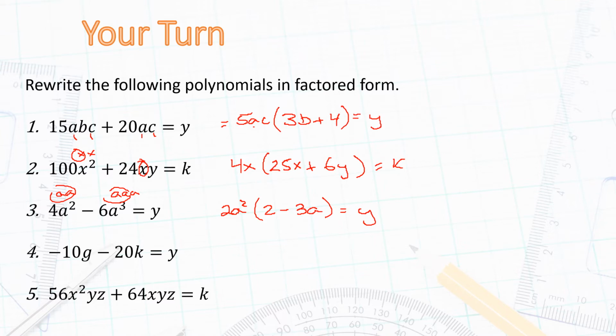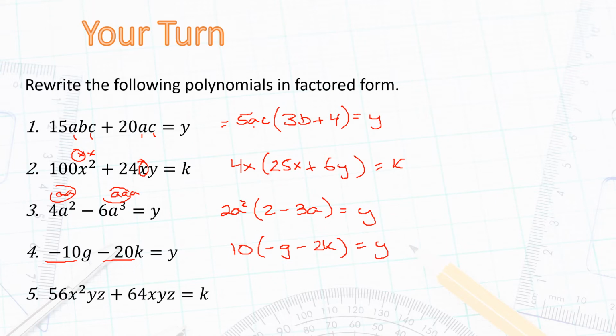Number 4. Now there's 2 possible ways of doing this. You could say that negative 10 is a common factor to both, and you wouldn't be wrong, but technically the greatest common factor is positive 10. Nothing with the variables. So I'd have 10 times minus g, and then minus 2k equals y.